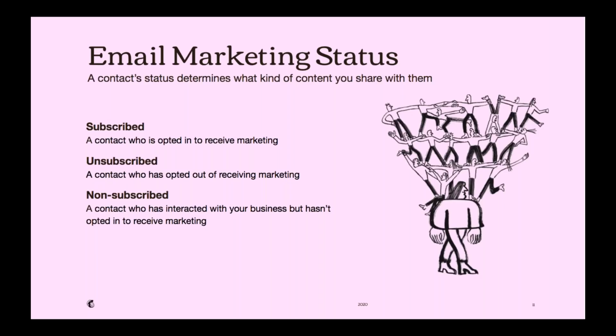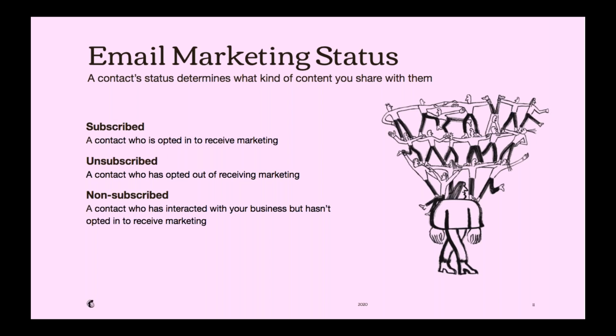Statuses for contacts can include subscribed, unsubscribed, non-subscribed, cleaned, and archived. Let's go ahead and break each of these down. In Mailchimp, in order to send email marketing to a contact, they need to have given express verifiable consent to be marketed to, and therefore they would be subscribed. A subscribed contact has opted in to receive marketing, while an unsubscribed contact has opted out of receiving marketing. A contact who has interacted with your business but hasn't opted in to receive marketing yet is called non-subscribed.